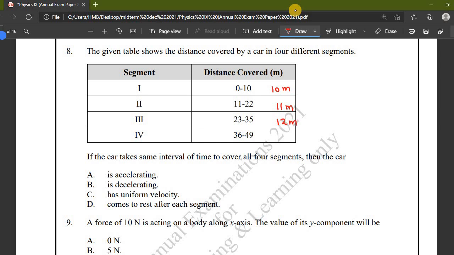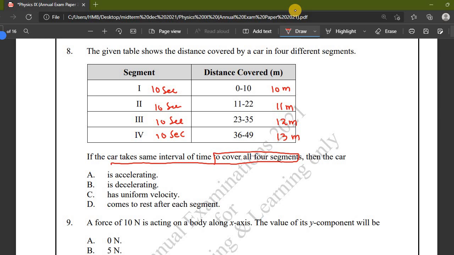And from 36 to 49, this means that the car has covered 13 meters. If the car takes the same interval of time to cover all the four segments, this means that the time intervals between all these four segments are the same. Let's say this is 10 seconds, this is 10 seconds, this is 10 seconds, and this is 10 seconds. We have just exemplified all the segments as being of 10 seconds.